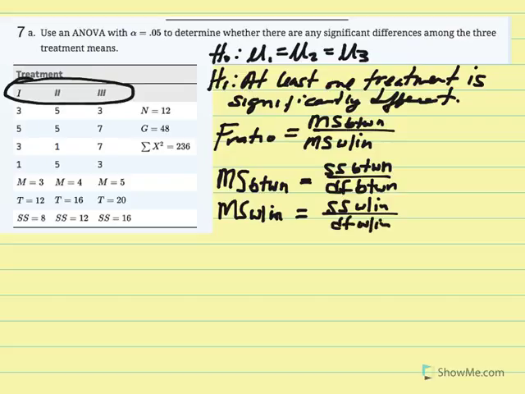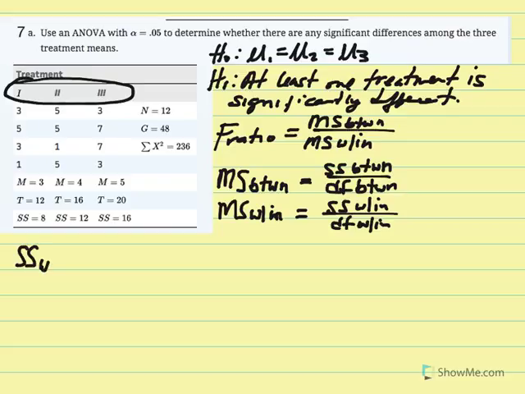Now the equations for calculating MS between, or SS between to be more precise, are a little more complex or challenging. So we can use the relationship between these variables to solve for that, and I'll show you in this particular example. Sometimes we don't have a choice and we must use the equation for SS between, which I'll demonstrate in the next example. So in that case, let's begin with MS within by calculating SS within.